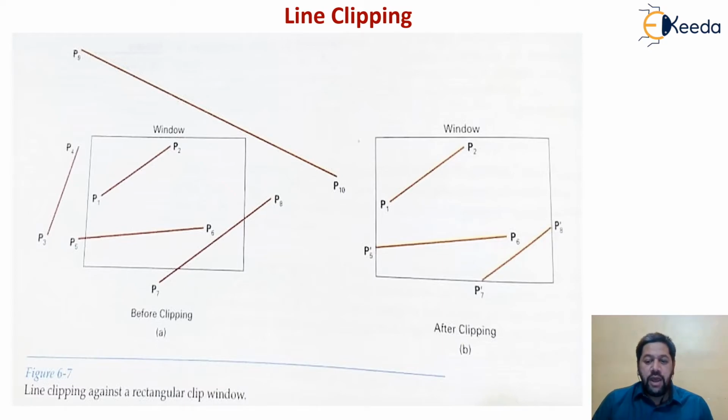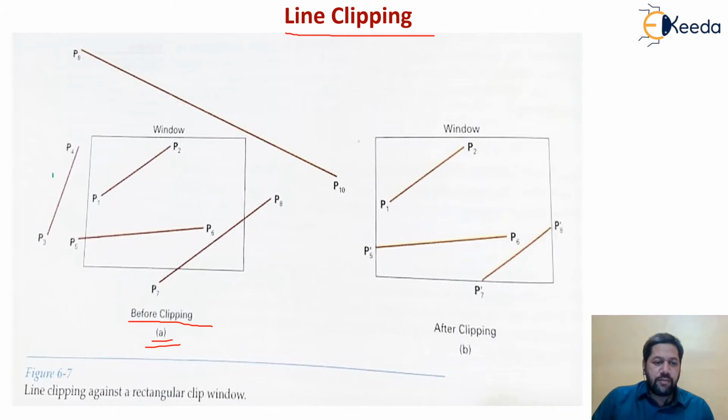Now we have seen the details, and I'm considering the example on this particular slide. Consider the example of the line clipping algorithm. This is my diagram A, before clipping. Suppose I'm numbering these lines. I just changed the color here, and I'm numbering the lines.